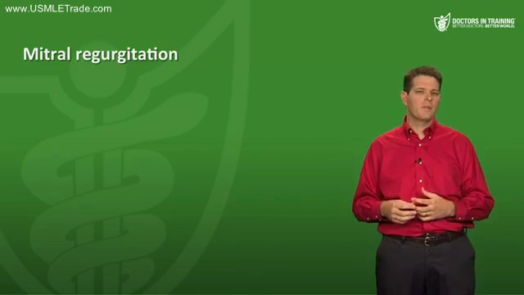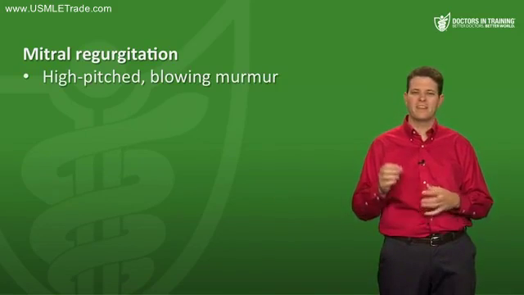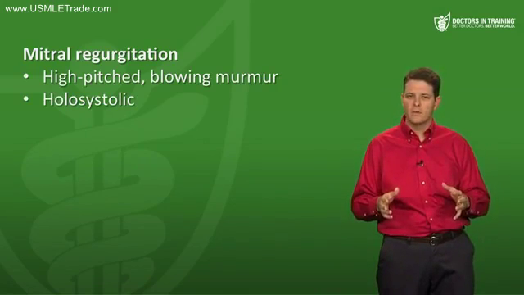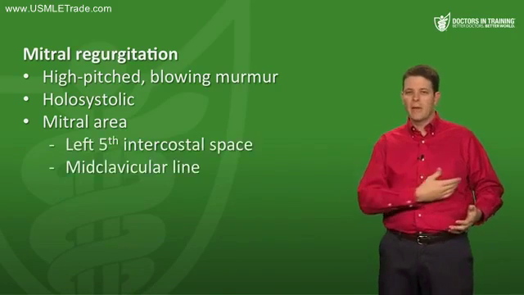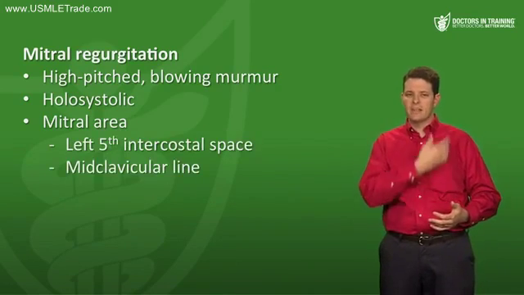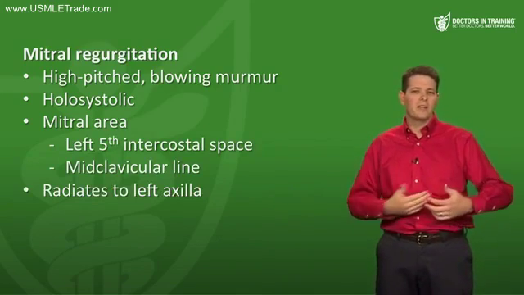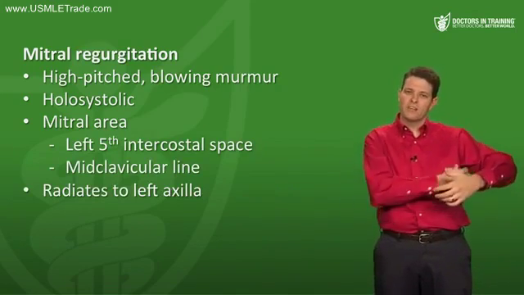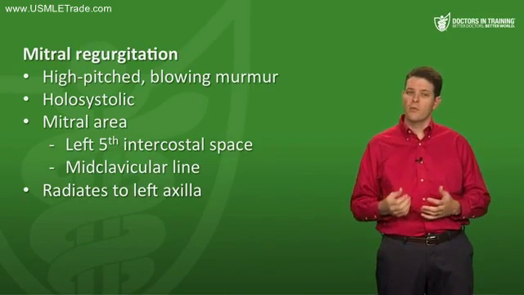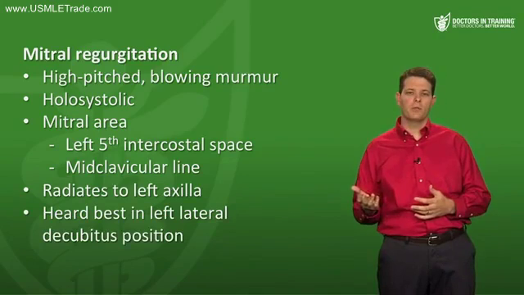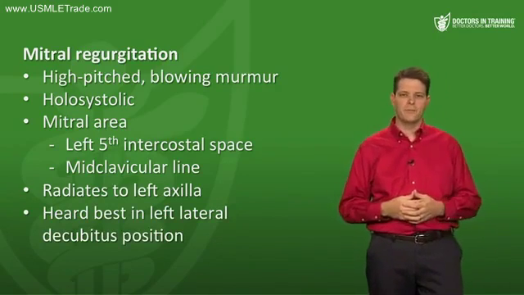It's also commonly described as a high-pitched blowing murmur, but that's not nearly as helpful for your exam as the fact that it's holosystolic. And where are you going to hear this murmur best? Where's the mitral area? The apex, the fifth intercostal space in the mid-clavicular line. And mitral regurg murmurs can radiate to the left axilla. So clinically, if you put your stethoscope in the patient's axilla, you might hear the murmur up there too. And remember, we also said that mitral murmurs are better heard when you put the patient in the left lateral decubitus position, lying down on their left side.